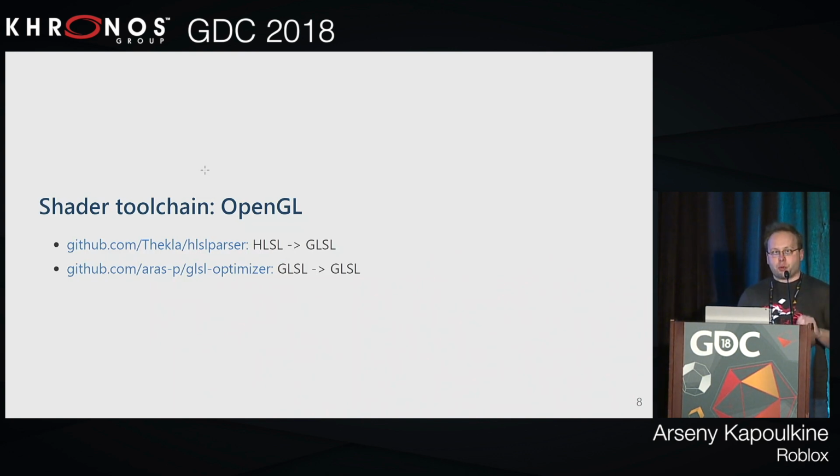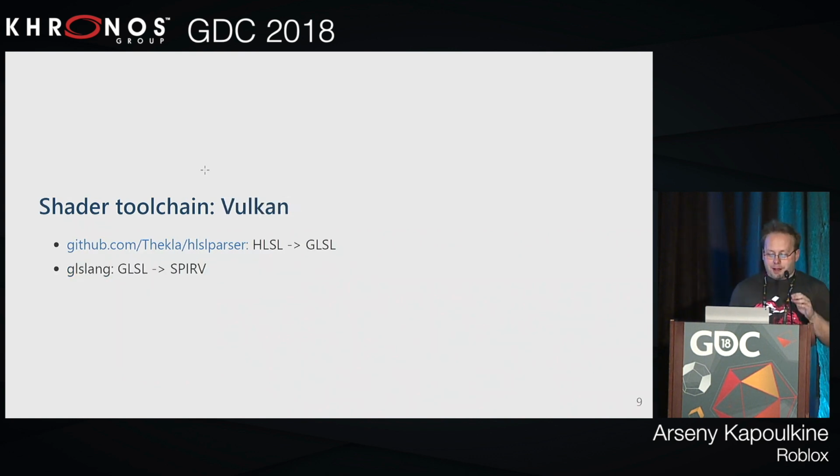So at the time when we were porting, the HLSL efforts in Vulkan were very early. They were not ready for production. So what we did was a sensible thing. I mean, you can take GLSL and just pipe it through glslang to get SPIR-V, right? Pretty simple.